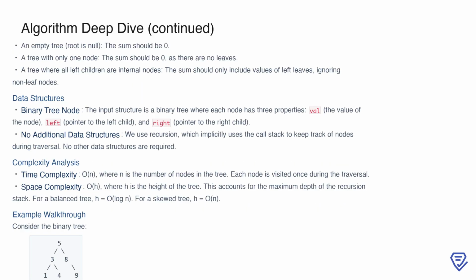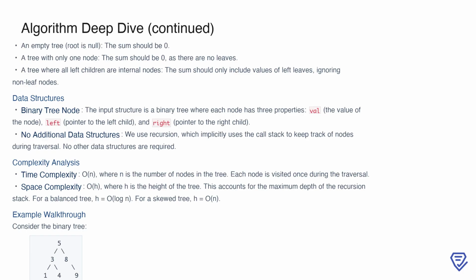For example, in the case of an empty tree where the root is null, the sum of left leaves should naturally be 0. Similarly, in a tree with just one node, there are no left leaves at all, so the sum also remains 0. When all the left children in the tree are internal nodes, the algorithm ensures that only the values of true left leaves are included, excluding non-leaf nodes.